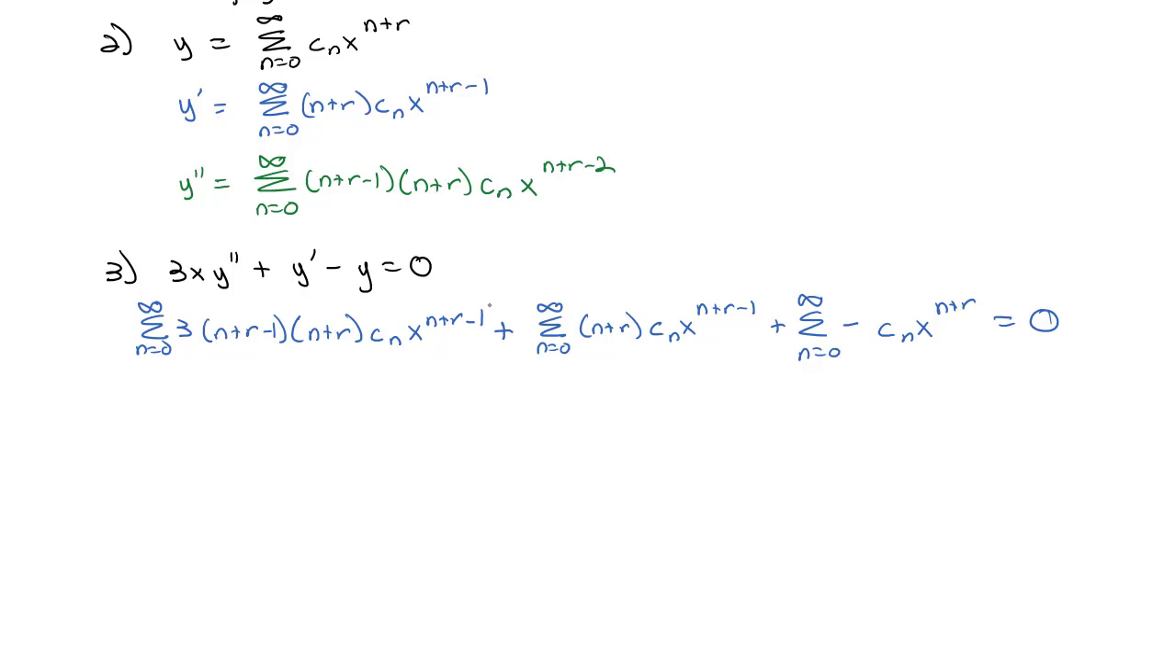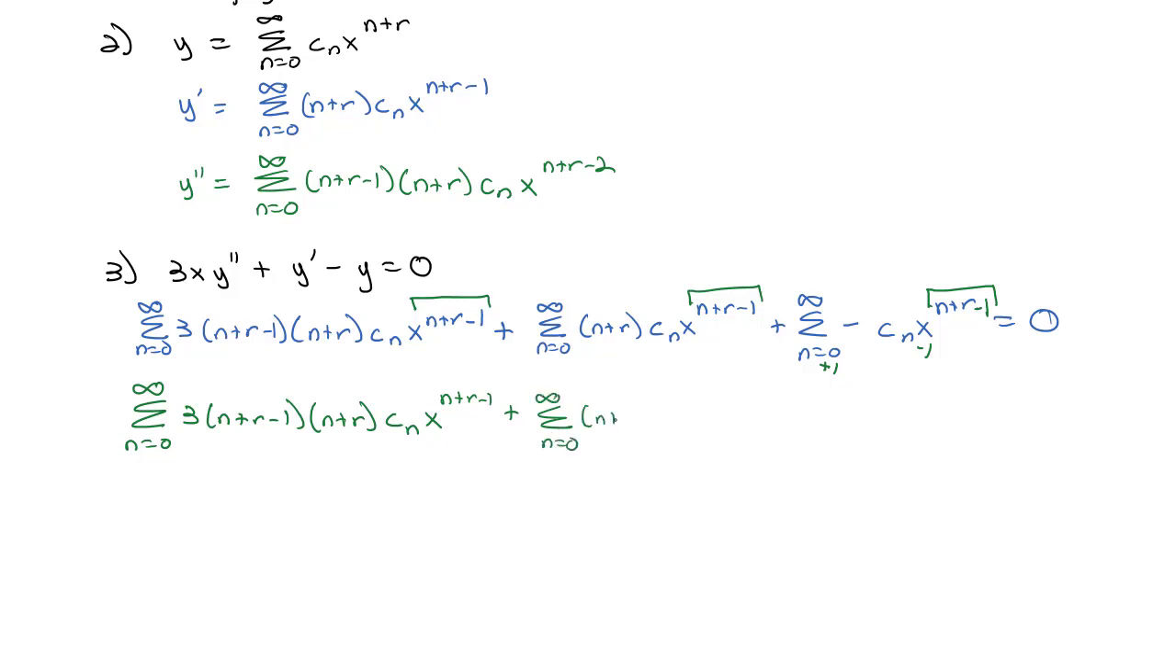Something that we're going to do differently with these is try to get all the exponents on x to match, which means this last term is missing the minus 1. So if I want to make it an n minus 1 and subtract 1 from the n's, we know that means we have to add 1 to the index. So what that's going to do is create the sum as n goes from 0 to infinity of 3 times n plus r minus 1 times n plus r c sub n x to the n plus r minus 1, plus the sum as n goes from 0 to infinity of n plus r c sub n x to the n plus r minus 1, plus the sum as n goes from, now it's 1 to infinity, of negative c sub n minus 1 x to the n plus r minus 1, equals 0.